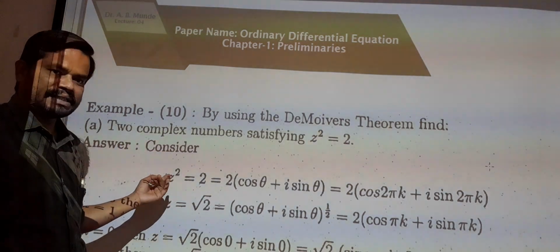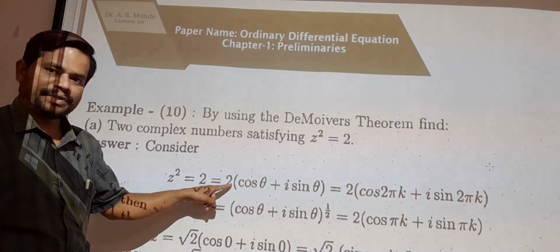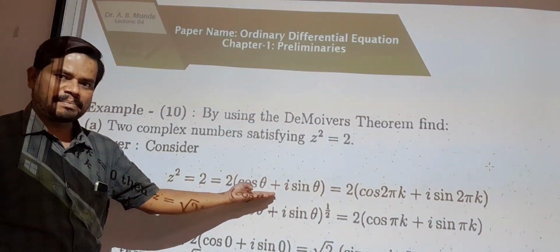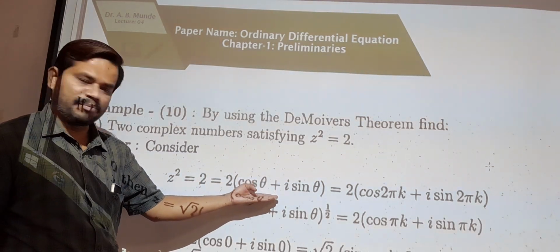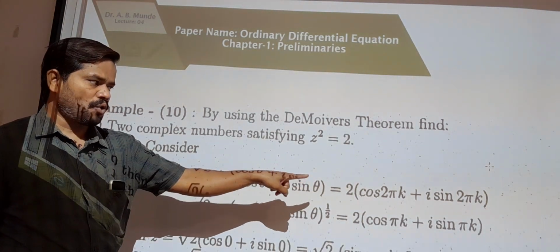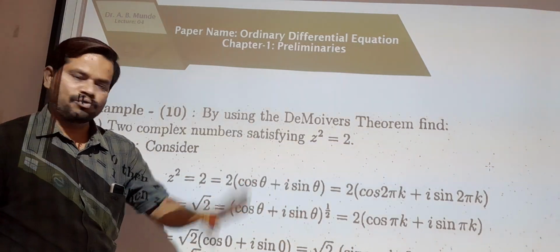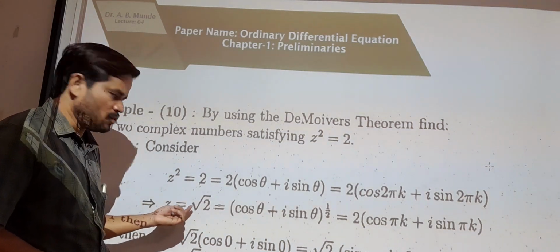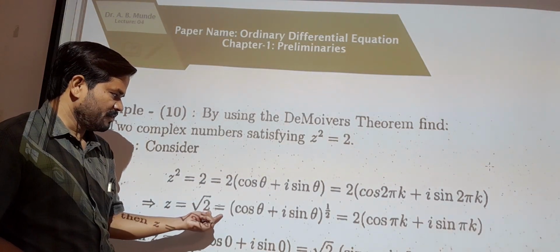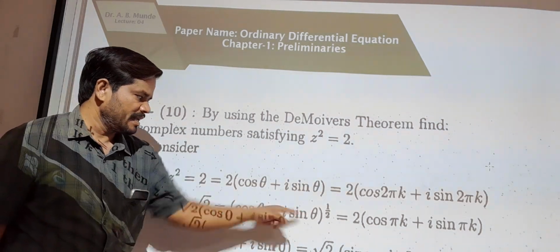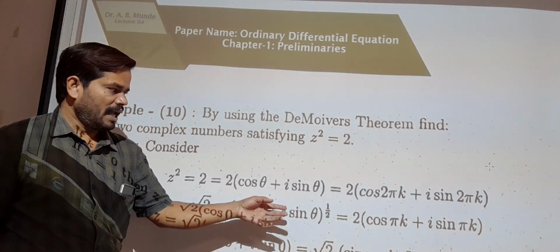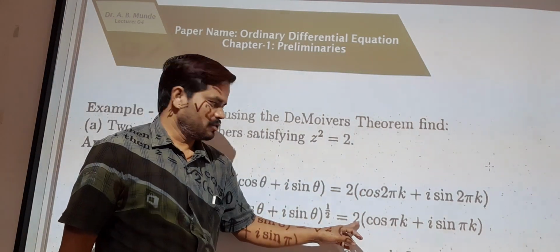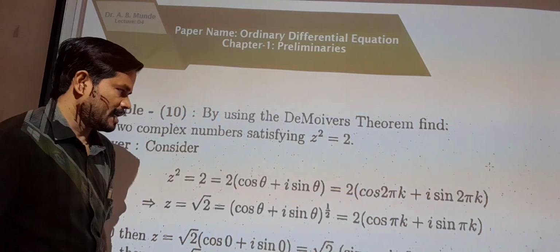You can write z square is equal to 2 as 2 in bracket cos theta plus i sin theta. So how can we write this? It is by using the statement of de Moivre's theorem. Which is equal to 2 in bracket cos 2 pi k plus i sin 2 pi k. After that, you can take the square root of this z square. z is equal to root 2, and so this root 2 is equal to, you can write, cos theta plus i sin theta raised to 1 by 2. Yes, you can take the square root, and this is equal to root 2 in bracket cos pi k plus i sin pi k.